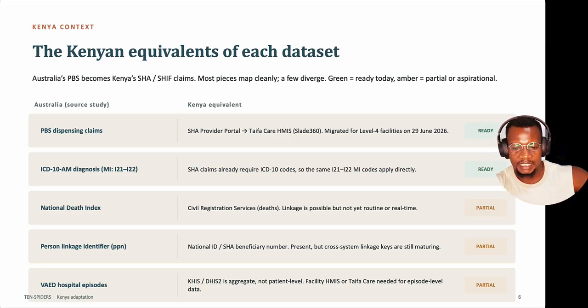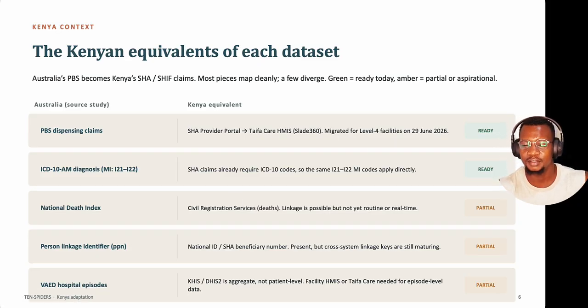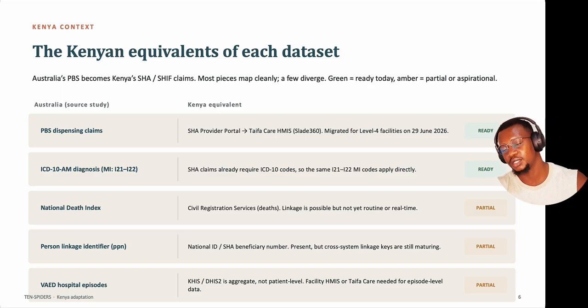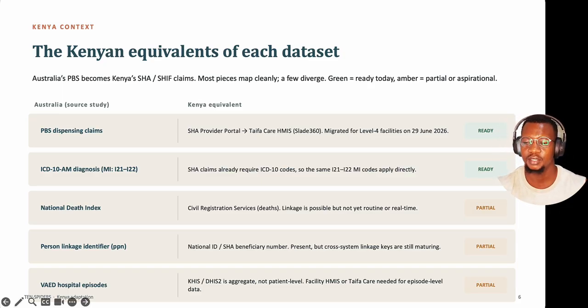We have the VAED hospital episodes. For us, that will be the KHIS. Of course, it would be a better source, but it's an aggregate. We cannot get it at the patient level. Okay. So what would suffice for this case will be the facility HMIS, which is now Taifa Care in our case, for episode level data, looking at when they were admitted, when they were discharged, each individual patient.